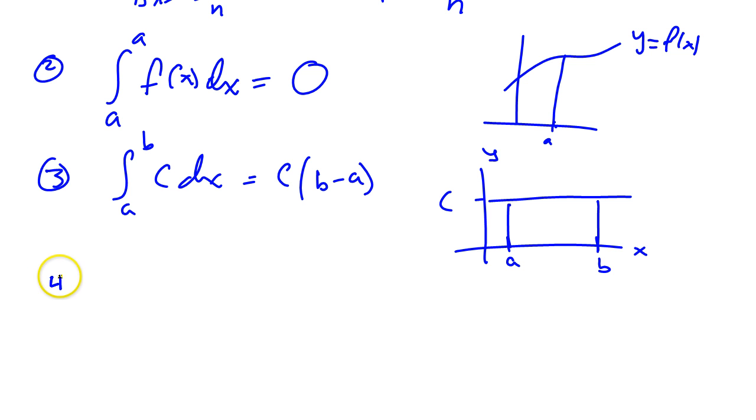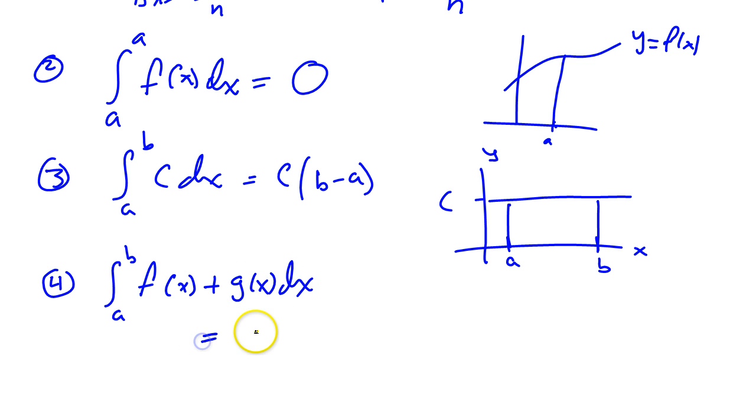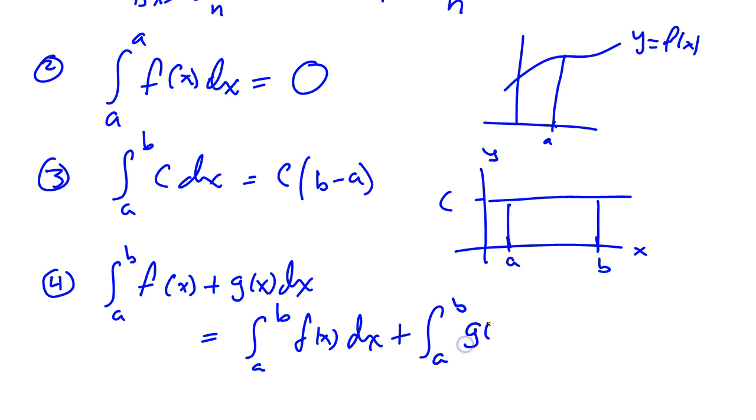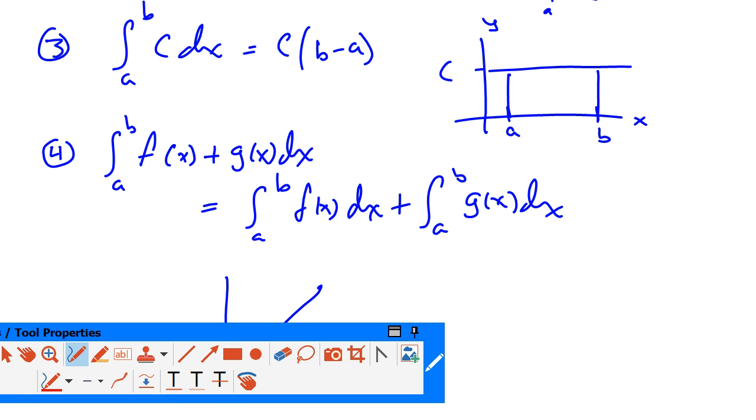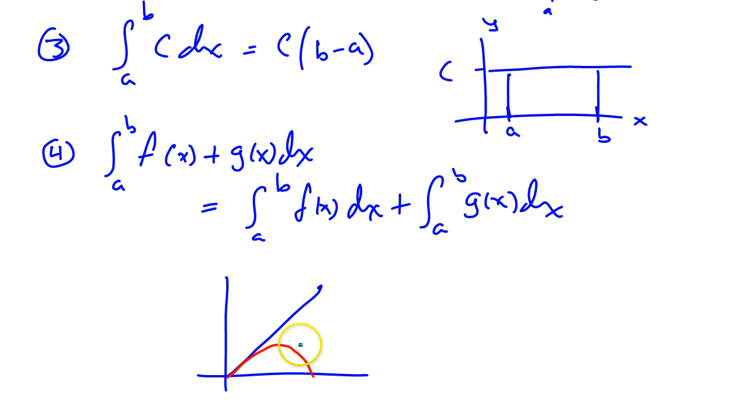This one is not quite as easy to see, but I think it's still pretty agreeable for most people. That if you take the integral of a sum of two functions, that's equal to the integral of the first function dx plus the integral of the second function. Now, if you think about how you add functions, I'll draw a picture here. If I've got the line y equals x, and I've got the line y equals sine x.